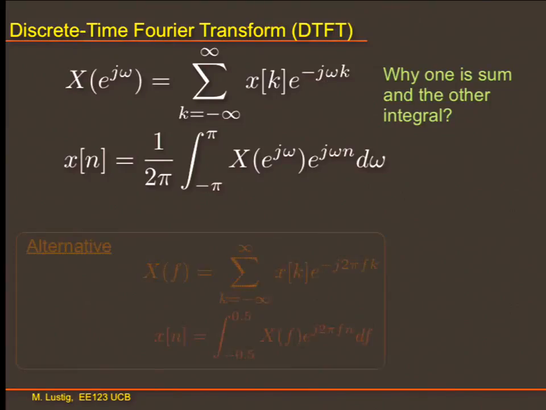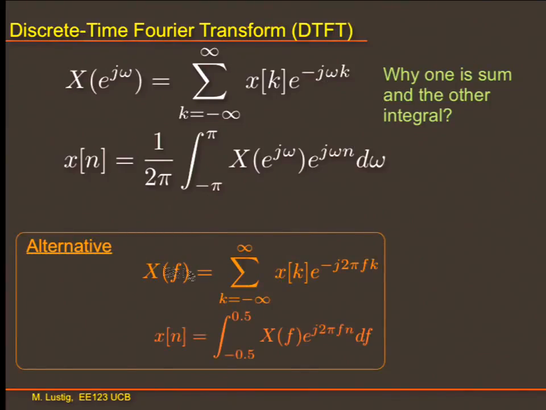An alternative way of writing this is as a function of f as opposed to as a function of omega. So you can write it that way as well, so 2 pi fk instead of using the omega. There is somewhat an advantage to this over this one or vice versa. And what I like about this is that it's pretty much symmetric.